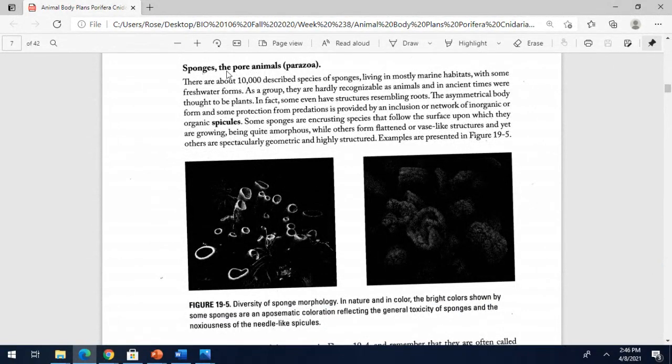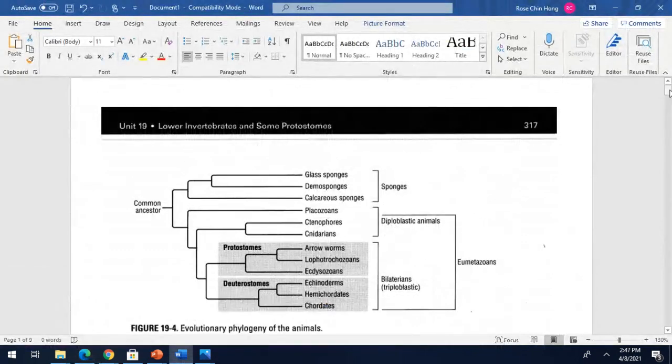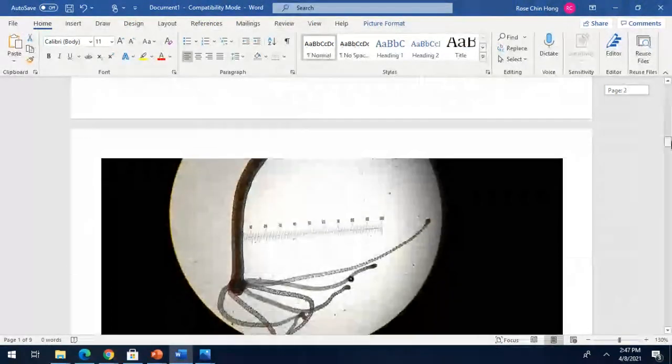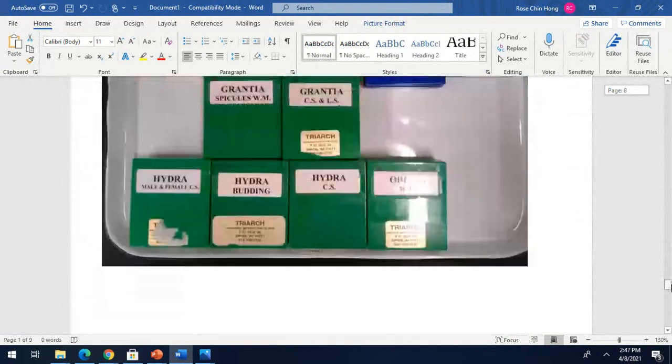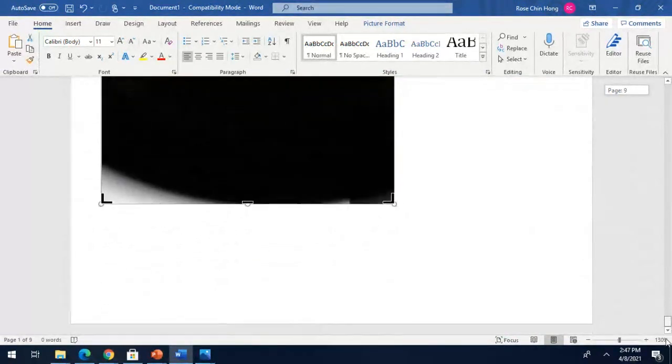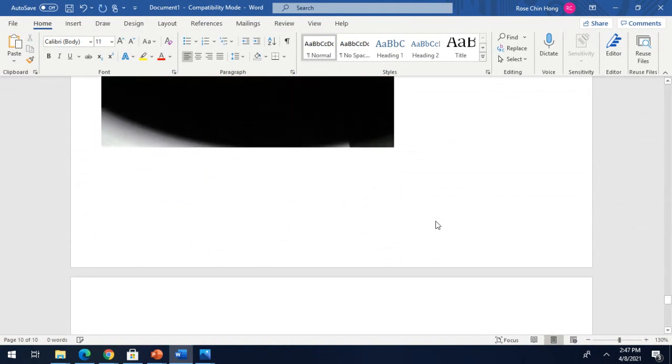The sponges are called the poor animals. Let me see if I could highlight this. What is going on? Come on. All right, let me type it in instead. So I have all these things. You guys have got to take notes, all right? Because this is very important, this is how you will study well. I want to start anew.